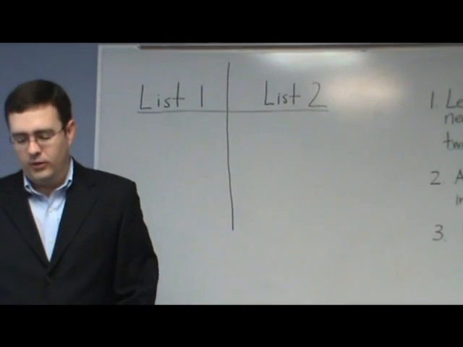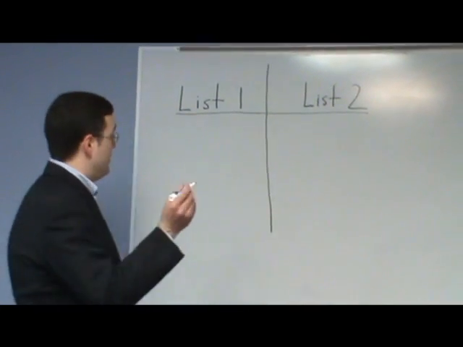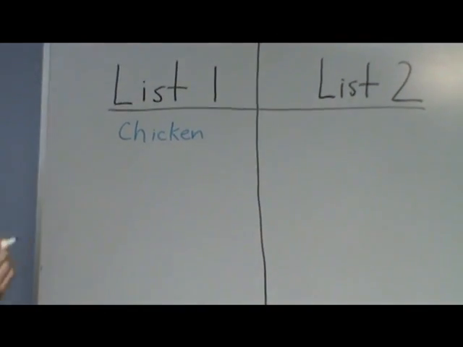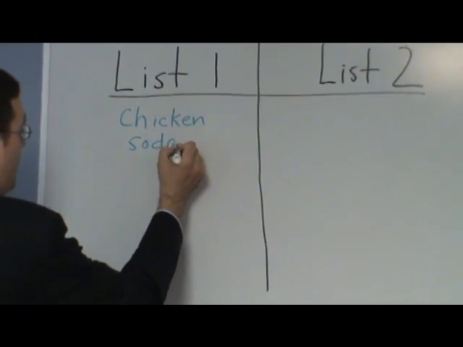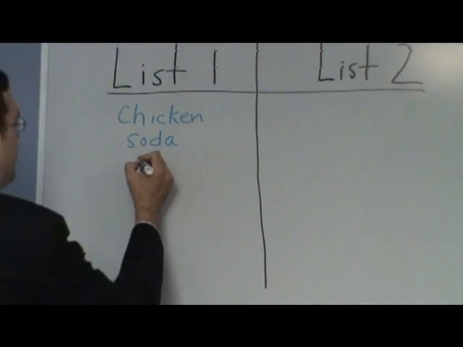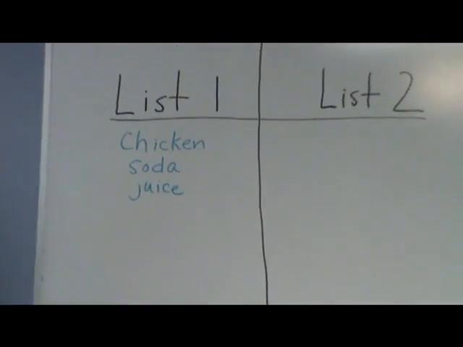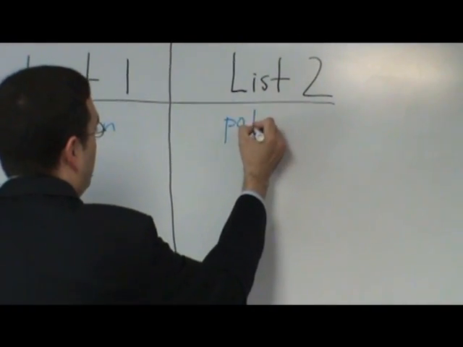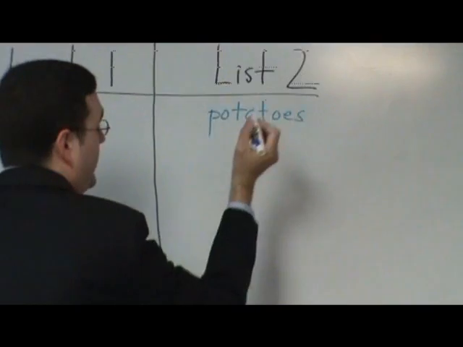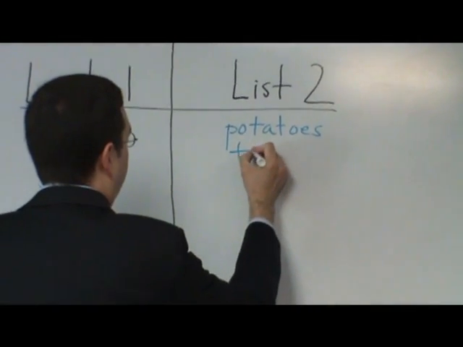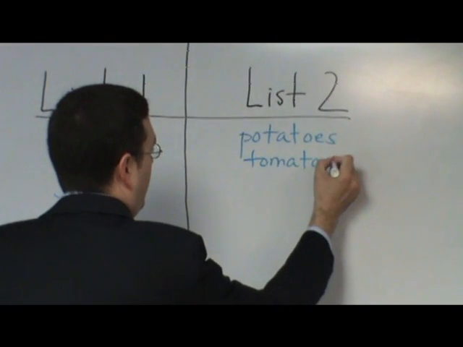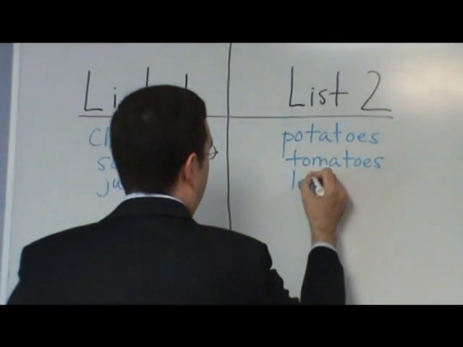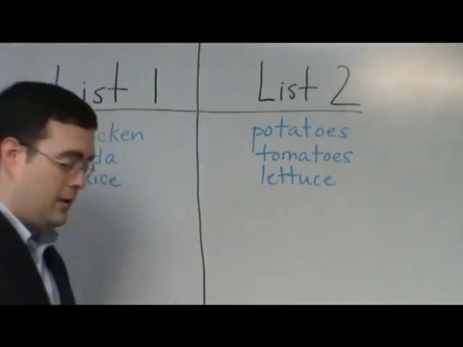All right, class. What foods did you put on list 1? That's right. Chicken. What else? Soda. And what was the last one? Juice. Correct. And what did you put in list 2? The foods that we need. That's right. Potatoes. What else? Tomatoes. And finally, what was the last one? Anyone? Lettuce. Correct. Good job.